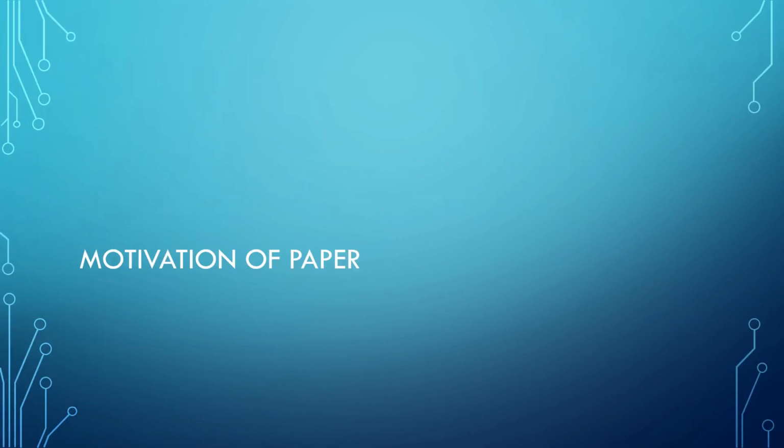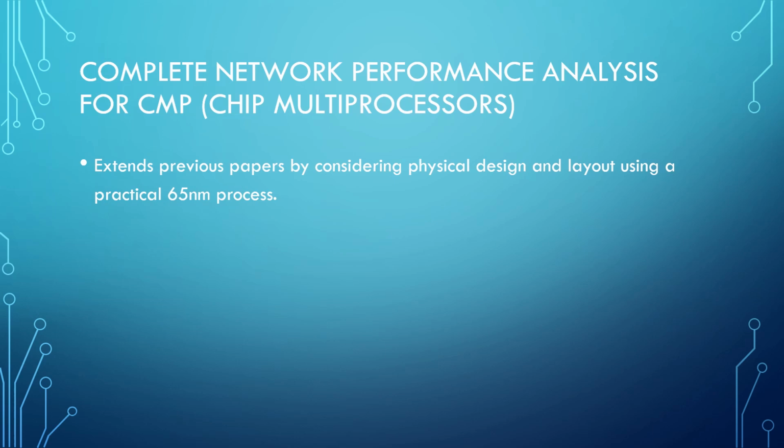Okay, so first off, let's go over the motivation of the paper. Why did these people spend the time to write it? Essentially, the point of this paper is to try to do a complete network performance analysis for chip multiprocessors. What's interesting is it extends previous works by not only considering this theoretically, but actually considering a physical design and layout using an actual practical 65 nanometer process, and then seeing, based on this actual process, what is the best on-chip network for these kinds of chip multiprocessors.